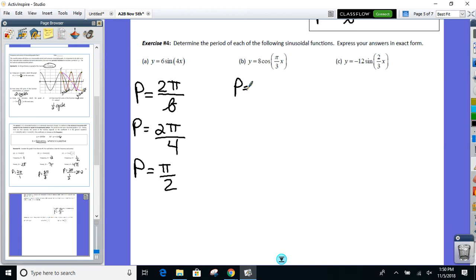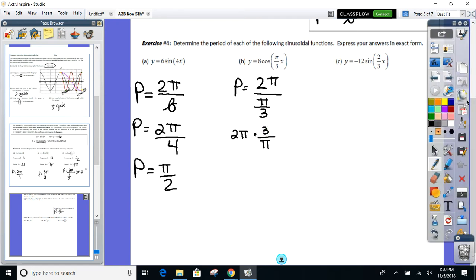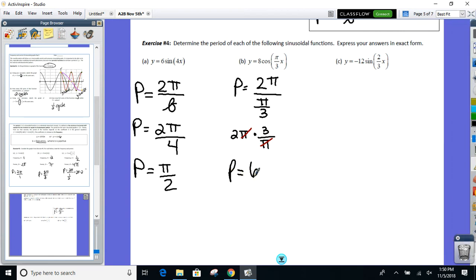To the next one. What's the period of this one? Well, I'm going to take 2 pi now. What's your b value here? Pi over 3. Oh, boy. Keep the 2 pi. Multiply. Flip the bottom. What cancels out? The pi's are gone. So the period will just be 6. And don't put the pi back. You canceled it out. Don't let it magically reappear. It's just 6 radians. It's going to take 6 radians to repeat.